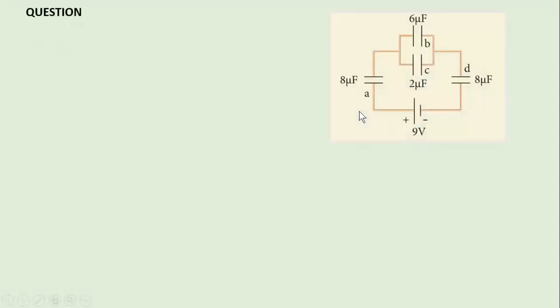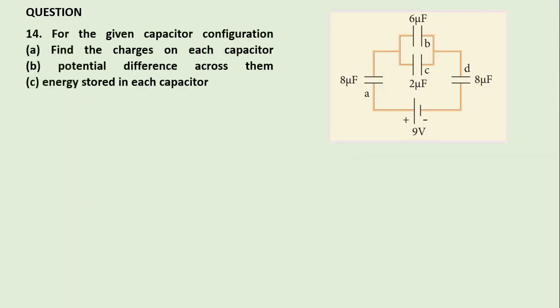Question. Here there is a circuit. Capacitors B and C are in parallel, whereas this parallel combination is in series with the other two capacitors A and D, along with a 9-volt battery. Let us read the question. For the given capacitor configuration, A, find the charges on each capacitor.